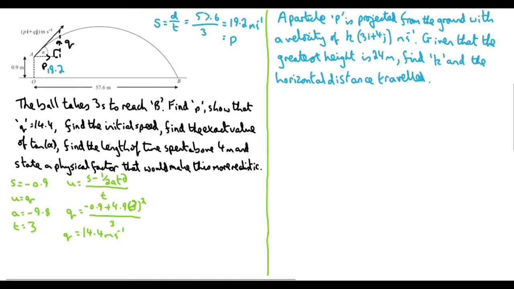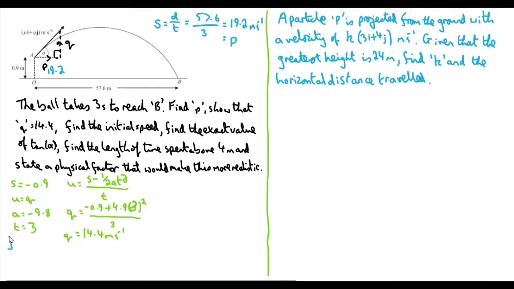Now when it says the initial speed, again speed is the resultant, it is the magnitude, so we're going to be working with essentially Pythagoras. This will be the square root of the 19.2 squared from over here, and then that 14.4 we just proved, squared. If you work that out, you get the initial speed equaling 24 meters per second.